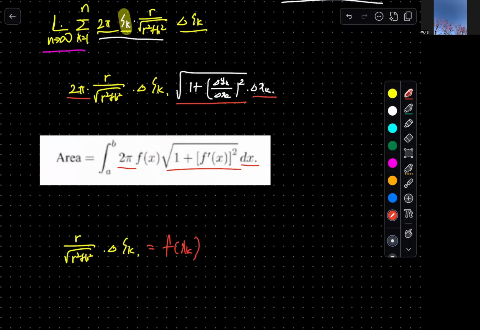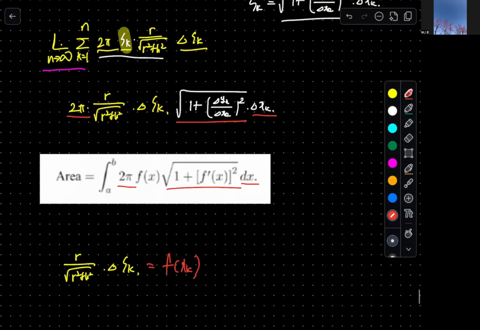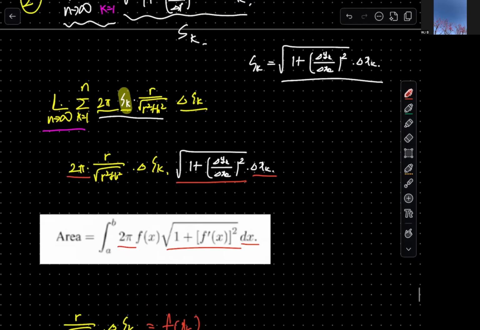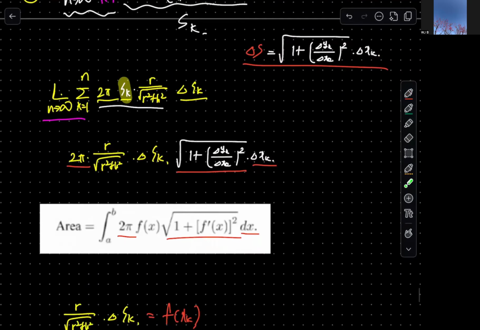Okay, how can we show that this is the same as a function of xk? Is that what we had? Oh, this is not sk. This is a delta s. This should be delta s, I believe. Yeah, this is the delta s. So if I change that here, then this should be yk, sk. Okay, now it makes sense.